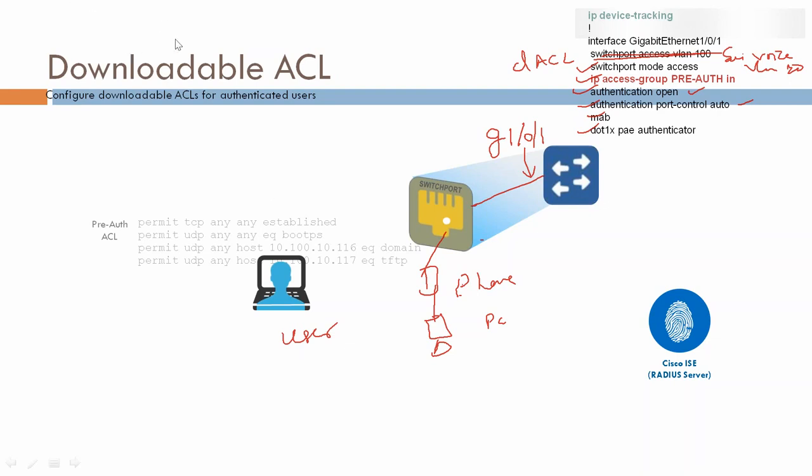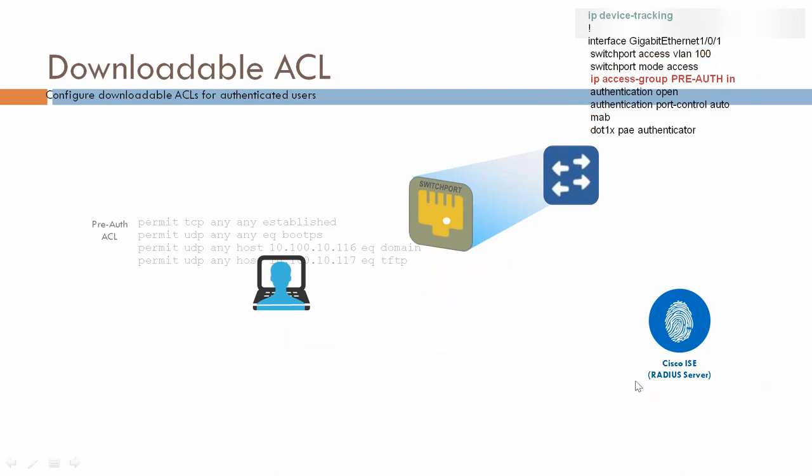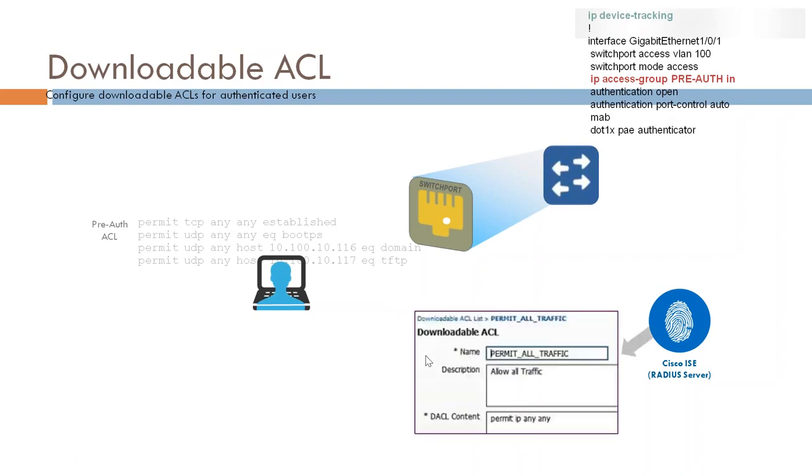In the upcoming section, we are going to discuss what the switch configuration or the authenticator configuration is. Obviously, you have to enable IP device tracking as well. So what type of authentication? You can see here we have the ACL configured on the switch as well, and this ACL has source, destination, and some other configuration.